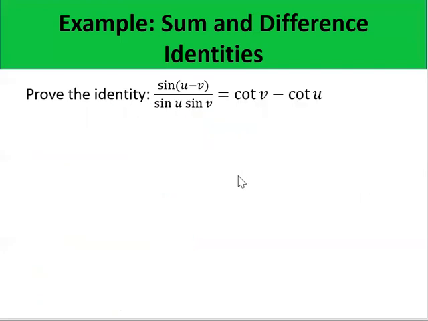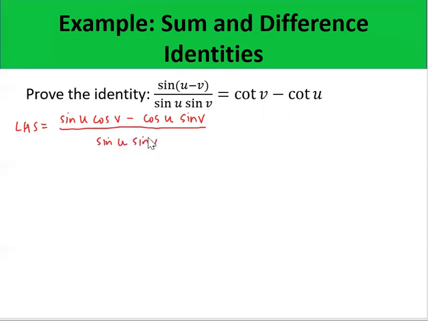And then another one would be to prove the identity sine of u minus v over sine u times sine v equals cotangent v minus cotangent u. First, we manipulate the left-hand side. Sine of u minus v can be expanded as sine of u times cosine of v minus cosine of u times sine of v. That's the numerator of the fraction, and the denominator will be sine of u times sine of v. Now this single fraction can be written as the difference of two fractions. If we divide each term in the numerator by sine u times sine v, we have the following.